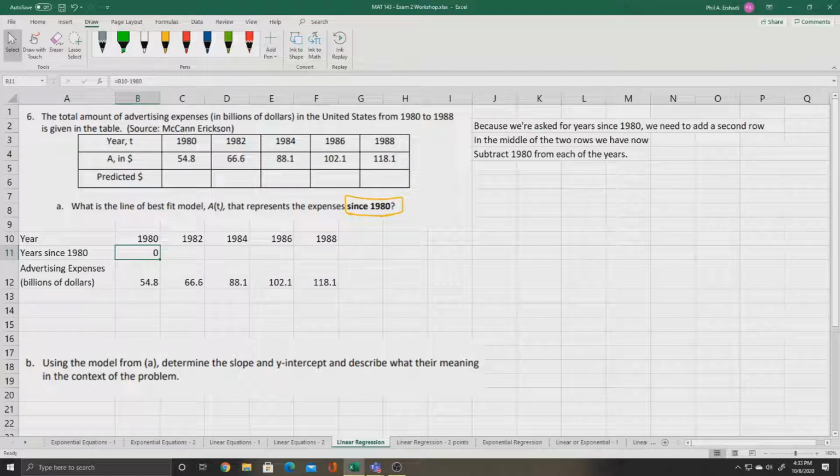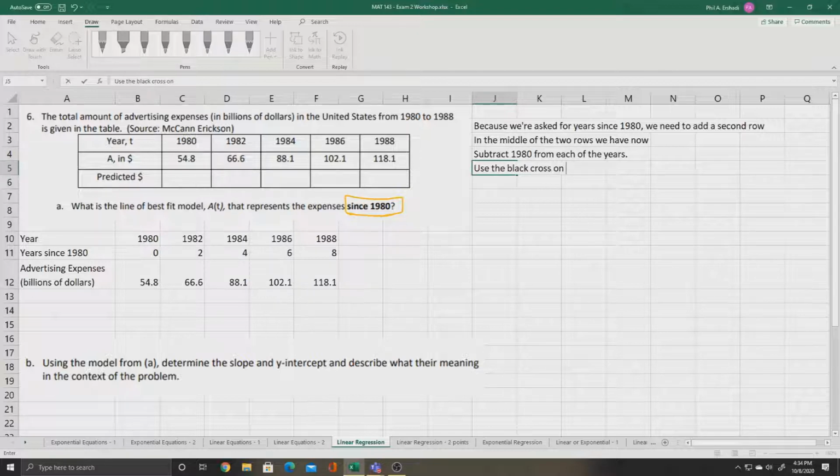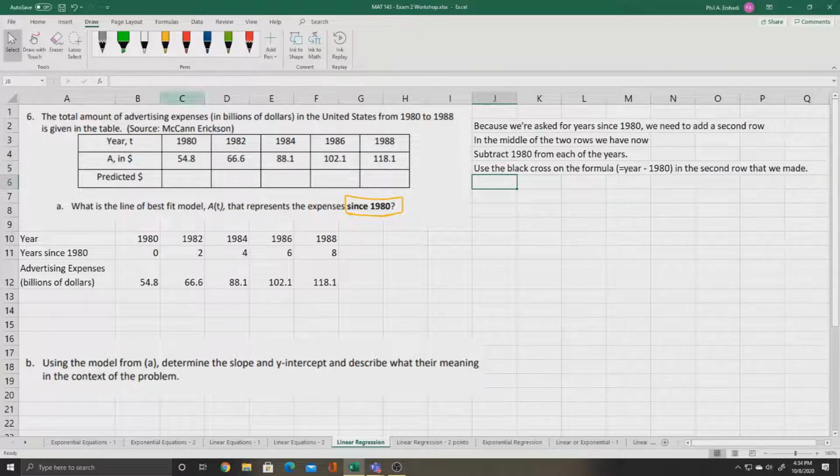Now be careful when you do this, because if you're too far up, you'll get the four arrows. We don't want that. And if you move a little bit too low, you'll get the white plus sign. We don't want that. We want the black cross. We click the black cross, hold the button down, and move our mouse to the right to automatically complete the second row. So I'm going to make a note here that you make sure you use the black cross on the formula. And that formula should say our year subtract 1980 in the second row that we made.